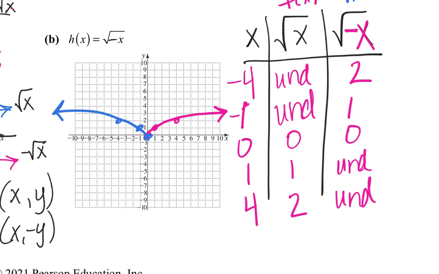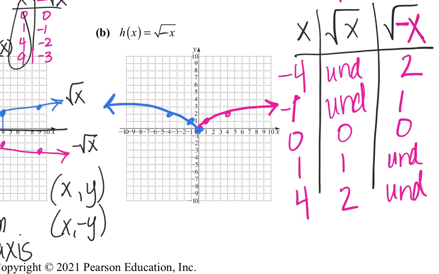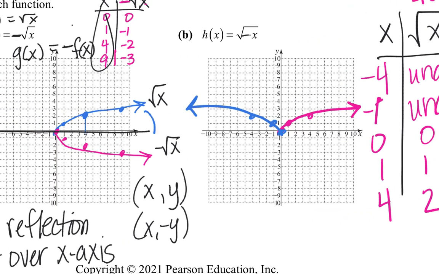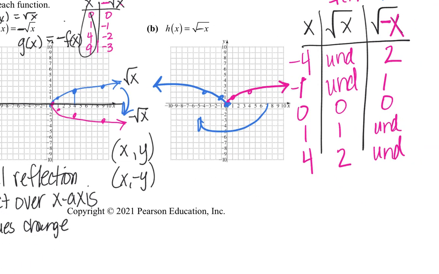So now you see, instead of like the previous problem where it reflected this way, now it's reflecting that way. So now our x values changed and our y values stayed the same.